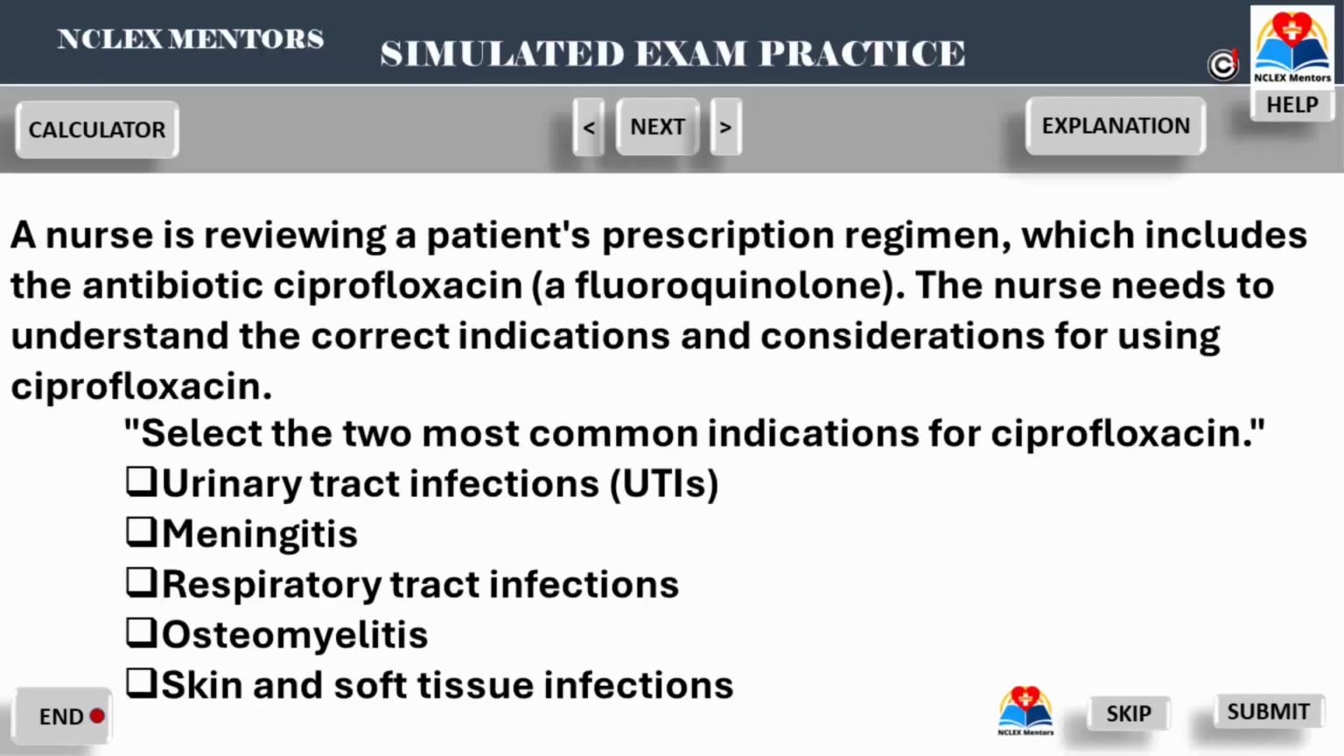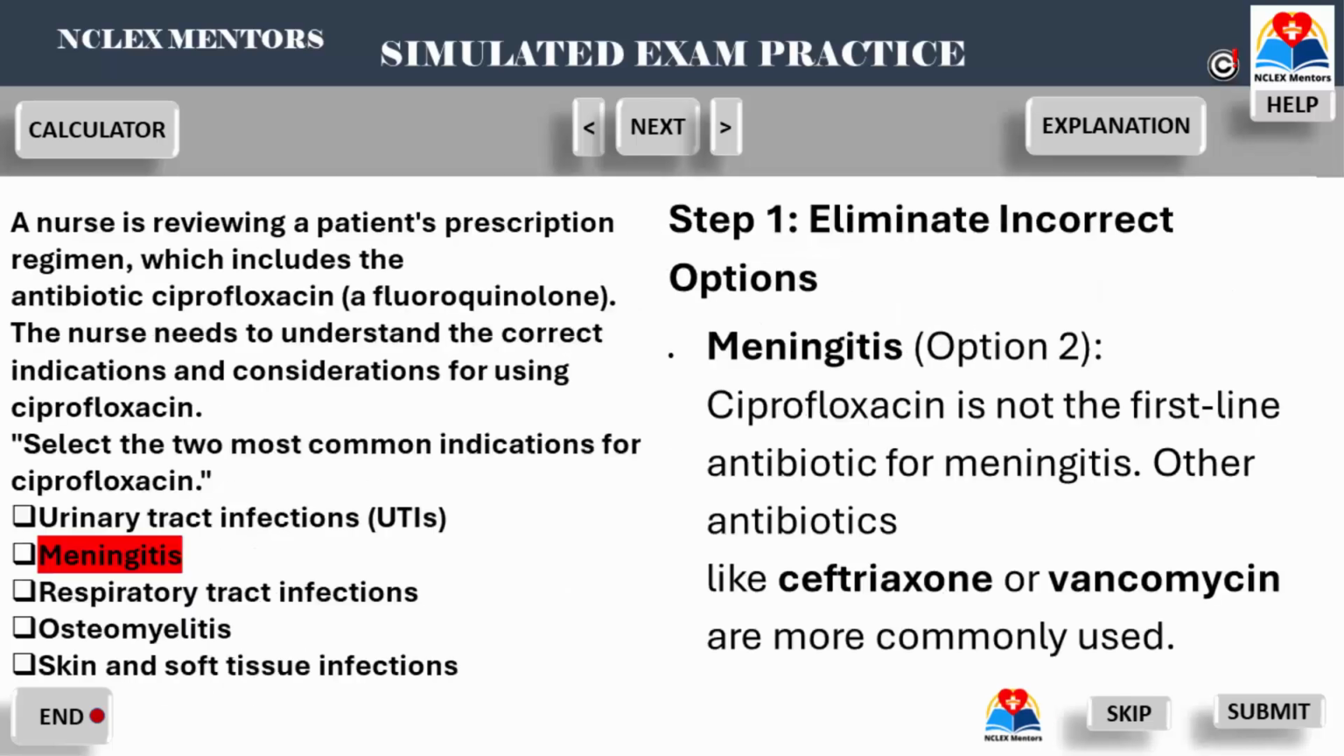The situation. You're a nurse reviewing a patient's prescription, and you see they're on ciprofloxacin, a fluoroquinolone antibiotic. You need to know when ciprofloxacin is actually used, and just as importantly, when it isn't. The question. Select the 2 most common indications for ciprofloxacin. Options. Urinary tract infections, UTIs, meningitis, respiratory tract infections, osteomyelitis, skin and soft tissue infections. Maybe? Let's see.